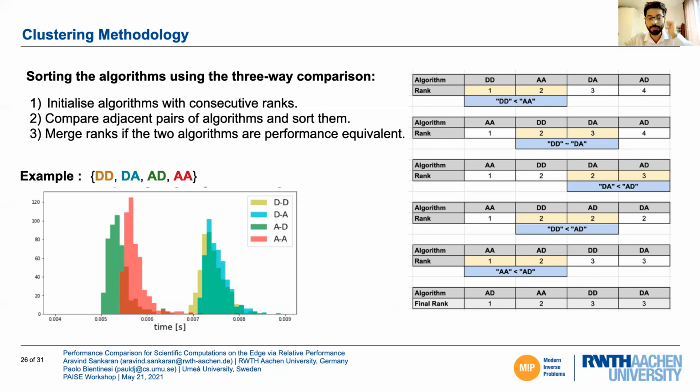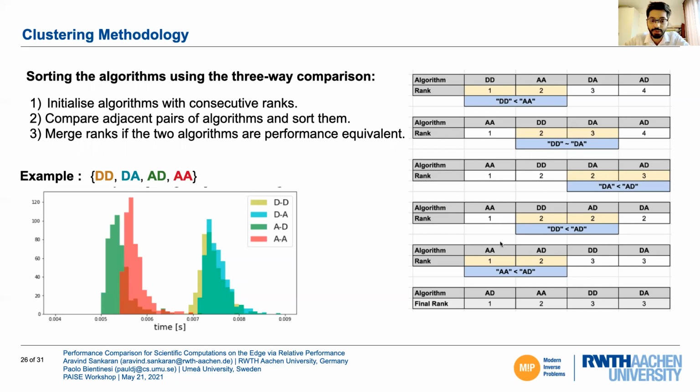This relies on 2 main rules here. We swap the position of the algorithm if an algorithm occurring later in the sequence is better than the one occurring earlier. So here AA, occurring later in the sequence, is better than DD, so we swap ranks. The next rule is if the two algorithms are equivalent, we merge their ranks. So here in the second comparison, you see DD equivalent to DA, so we merge their ranks.